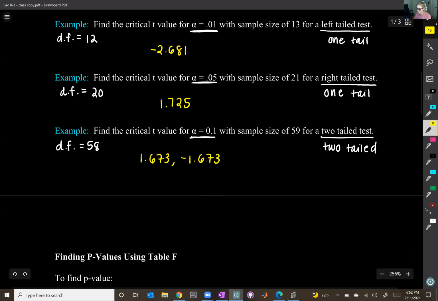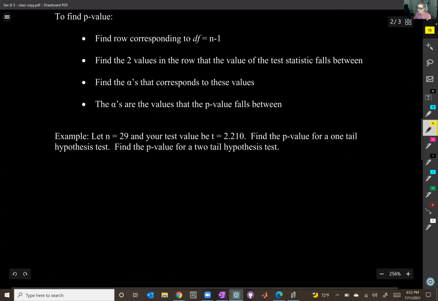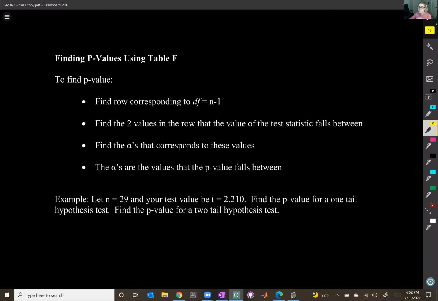Okay, so let's scroll down. Now we're going to talk about how to find p-values using the table. This one is a little different than when we were using the z table or the z distribution. There are slightly different steps, and instead of getting a concrete number, we're going to get a range of numbers that the p-value can be between.